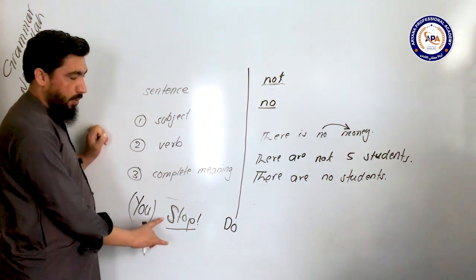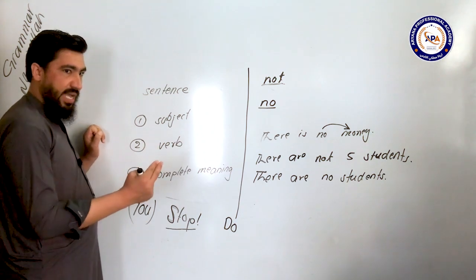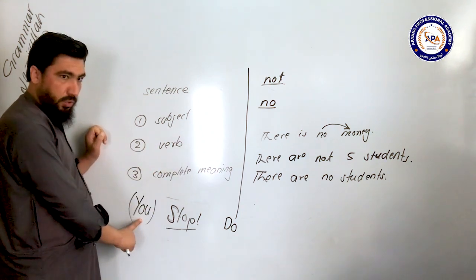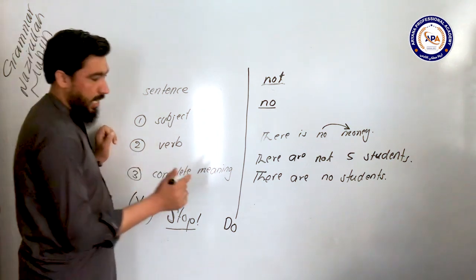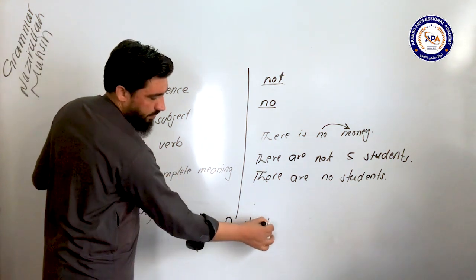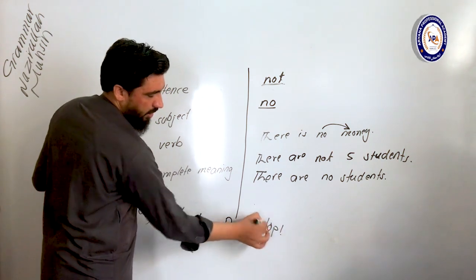So in present simple, we have 2 auxiliary verbs, do and does. And here the subject is you, so we can negate all the imperative sentences with only don't, like don't stop. This is the negative form. Yes, don't stop. Only like this.